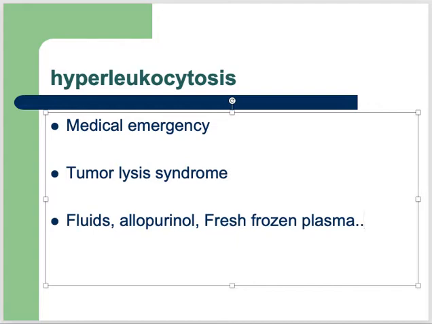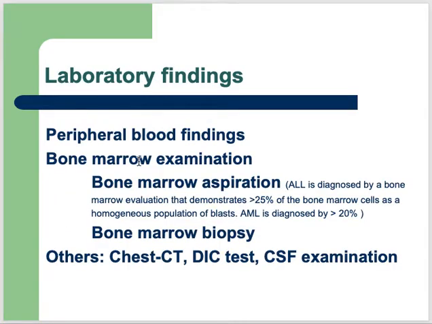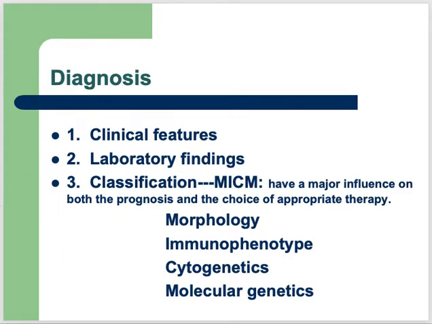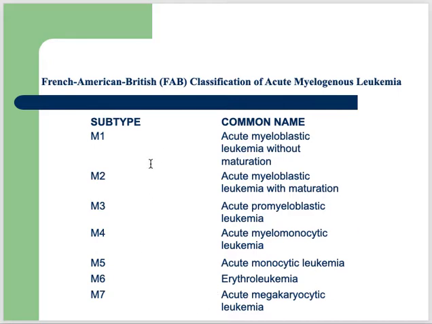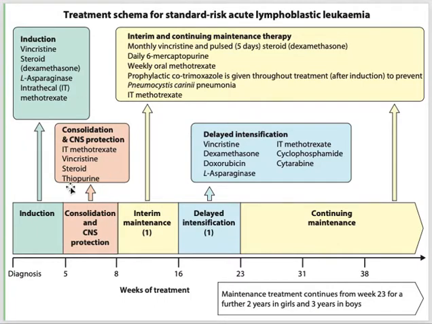So anyhow, guys, regarding the diagnosis of this condition, of course, the diagnosis is done by peripheral blood findings and bone marrow examination. CT chest can be done and all this. Then we classify them according to the immunotyping, cytogenetics, and molecular findings. So see, these are all the subtypes of AML, not ALL. Okay. So anyhow, how we treat this condition is simply, a very good diagram, by the way.